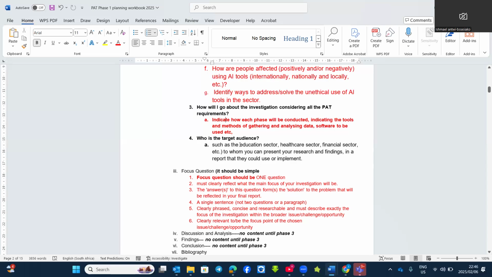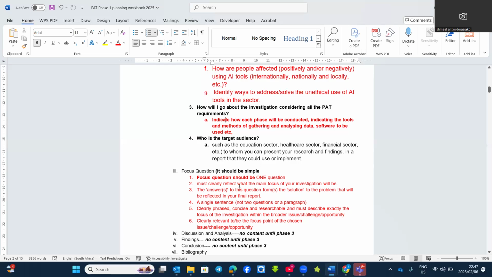Then the target audience, it should be a realistic target audience. That is, when you talk about the education sector, who will need the information? So for instance, in the education sector, you can mention teachers, learners making use of it, administrators. If you talk about the health sector, doctors. So you have to be specific. Don't just generalize it by saying everybody who is in the education sector. No, you must be specific.